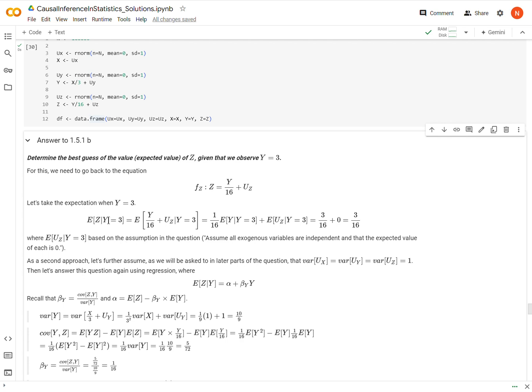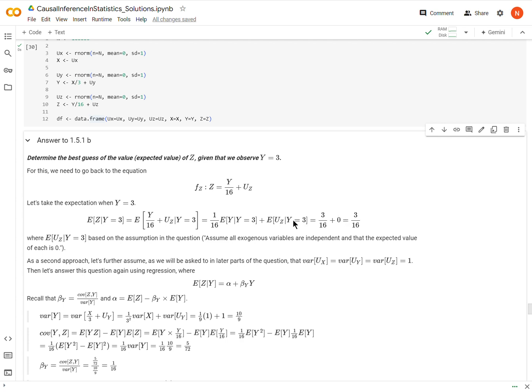If I want the expectation of z given y equals 3, that is the same as the expectation of y over 16 plus u_z given y equals 3. With expectations, I can take constants out, and 1 over 16 is a constant, so I take that out. So I have the expectation of y given y equals 3, plus the expectation of u_z given that y equals 3. The expectation of y given y equals 3 is just 3, multiplied by 1/16, so I have 3/16 here. And then the expectation of u_z given that y equals 3 is just 0.